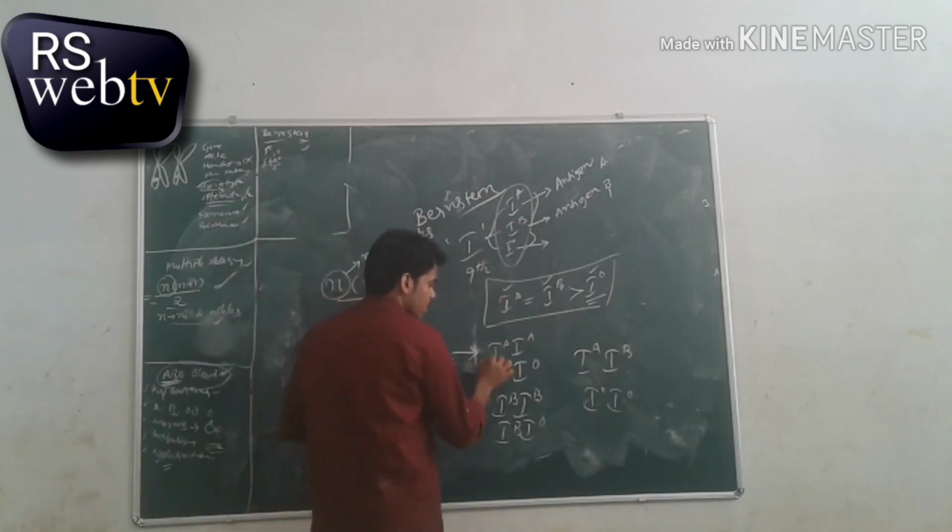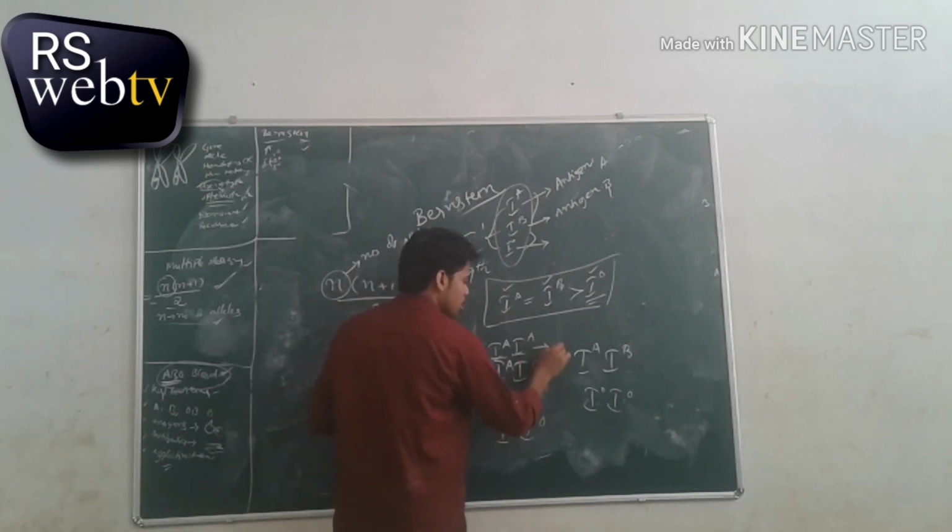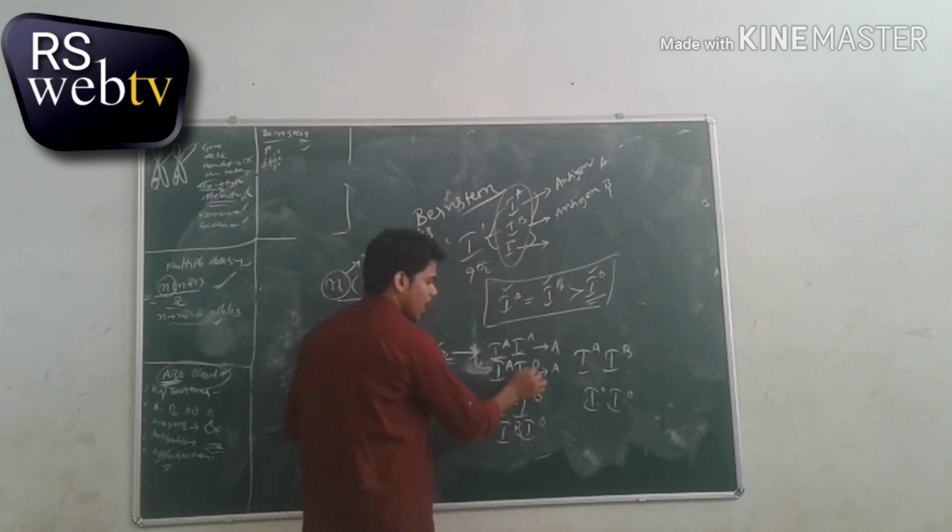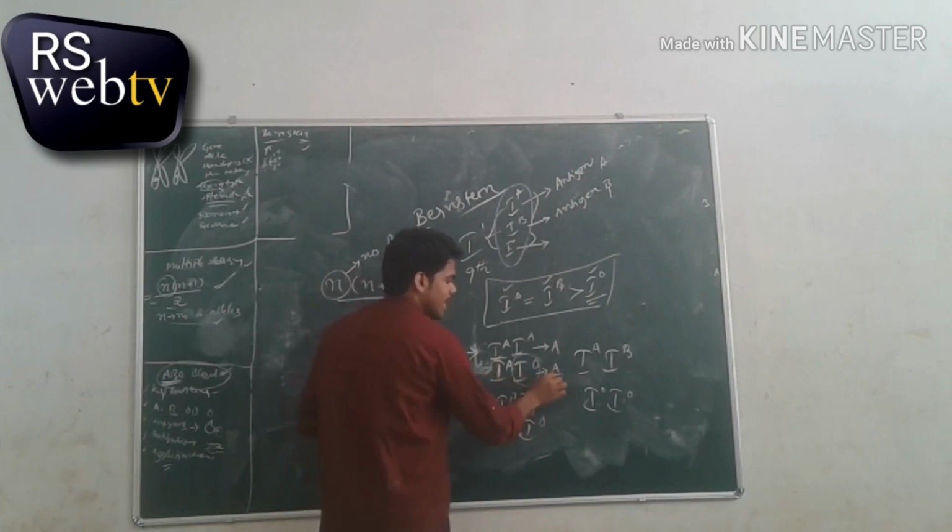Here it is homozygous dominant A. It is heterozygous A, because IA is dominant over IO. It can produce antigen A. It also can produce antigen A, because IO is a recessive character. This is the dominant character, so antigen A is produced by this genotype.